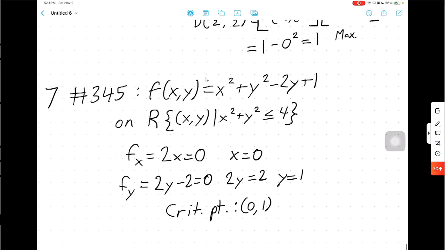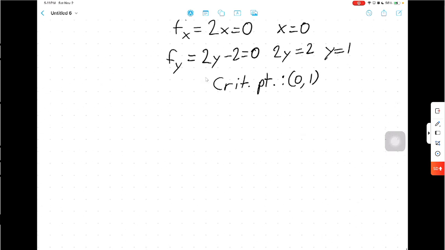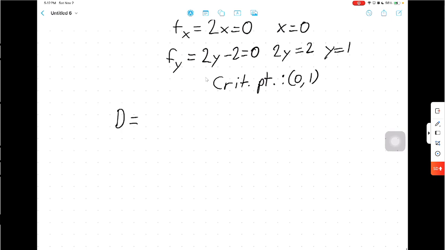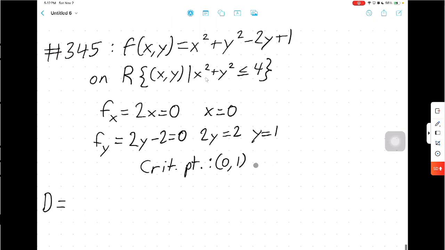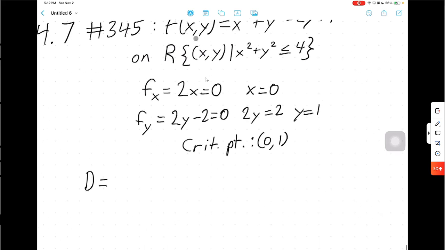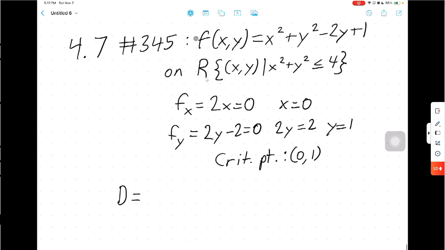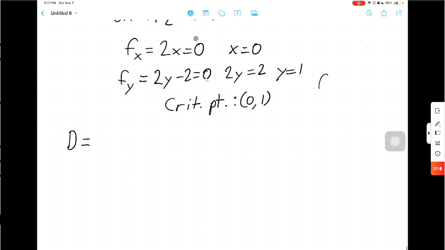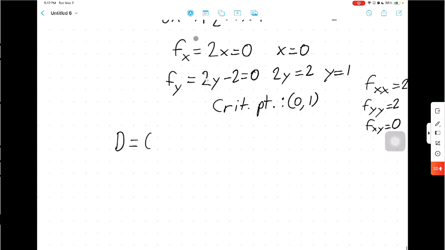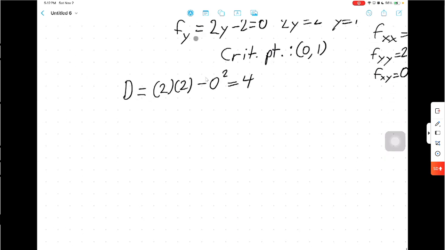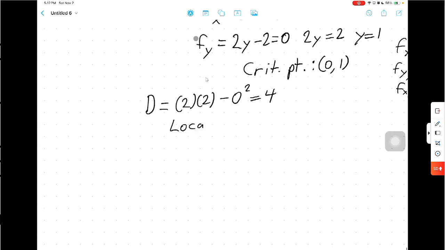So now all we have to do is figure out what this is. If it's a local min or max, we'll keep it going. If it's a saddle point or inconclusive, it's just out. So fxx is just 2. Fyy is equal to 2. And fxy is equal to 0. 2 times 2 minus 0 squared is equal to 4. And since here the fxx is bigger than 0, we have a local minimum.